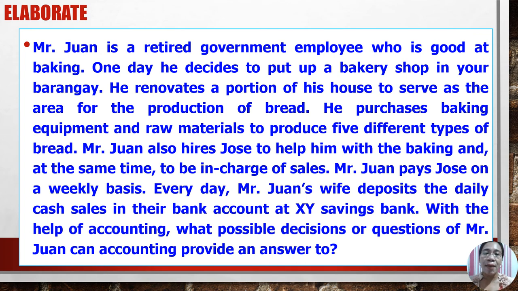I have here an example for you to have this idea in your real life situation so that every one of us can reflect. I would like to read this scenario. Mr. Juan is a retired government employee who is good at baking. One day, he decides to put up a bakery shop in your barangay. He renovates a portion of his house to serve as the area for the production of bread. He purchases baking equipment and raw materials to produce five different types of bread.